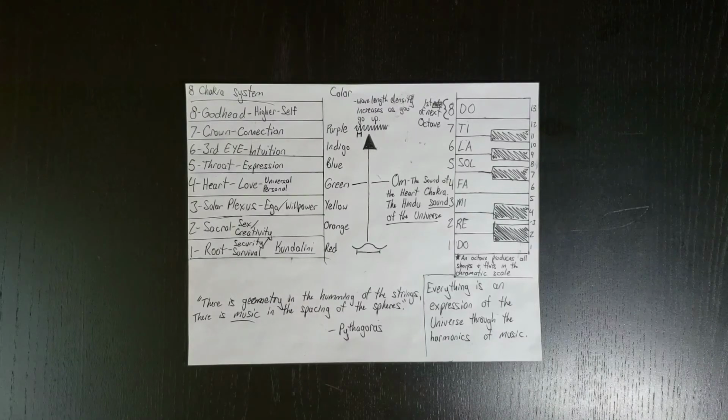So red correlates with the root chakra, and red has a relatively long wavelength compared to purple, which means purple is a higher vibration, or more energy packed in the same amount of space. And I say that because the word density can be confusing, because a higher vibration is more dense with energy, but matter is heavy and more dense than light.